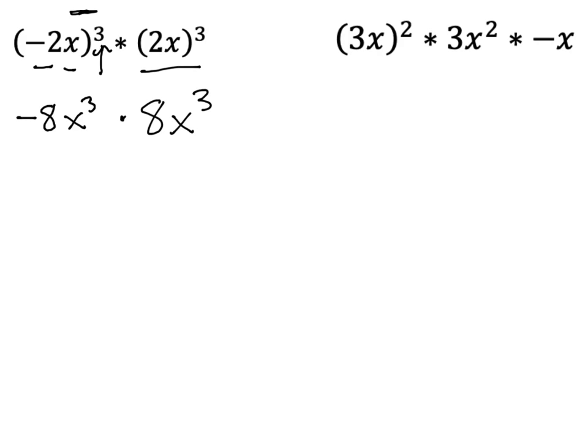Now that we've distributed our exponents, we want to multiply these two expressions together. And when we do that, we're going to multiply the coefficients in front of our variables. Negative 8 times negative 8 is negative 64. And when we multiply x to the third times x to the third, we add together those exponents because it's a common base, so we get negative 64 x to the power of 6.